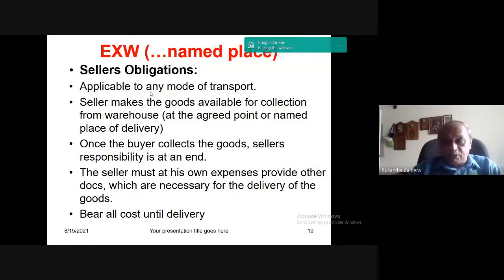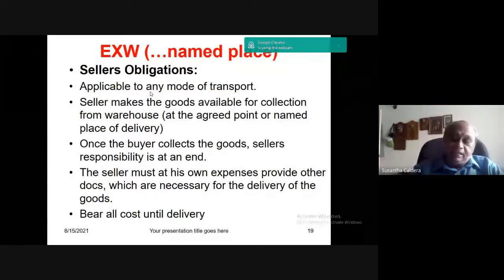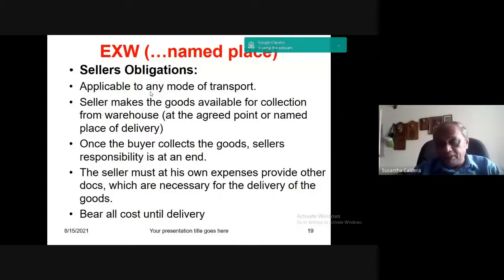Once the buyer collects the goods, seller's responsibility is at an end. The seller must, at his own expense, provide other documents which are necessary for the delivery of the goods. They are all costs until delivery. So it's an important thing: even though the seller's responsibility ends when the goods are at the disposal of the buyer, the documentation has to be done by the seller. The buyer can't come all the way from America to Colombo to prepare the commercial invoice and all those things, right? The usual delivery documents have to be done by the seller, right?